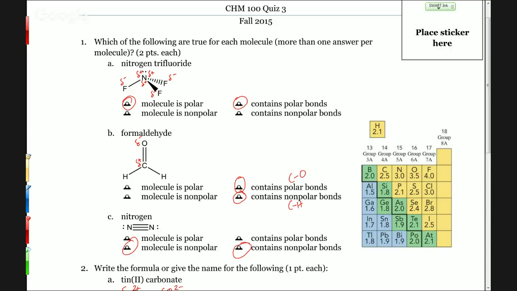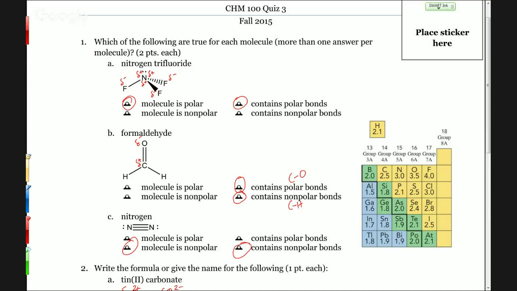Same thing with formaldehyde. You have the positives concentrated down toward the bottom of the molecule and the negatives up at the top by the oxygen. So we have a separation and a difference in charge, and therefore that molecule is overall polar.